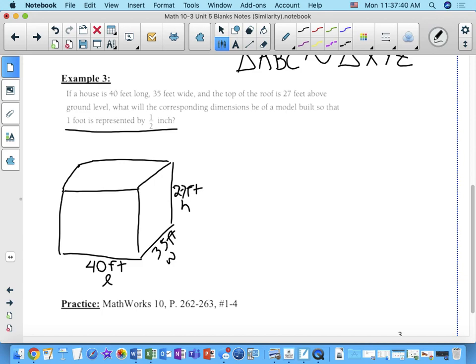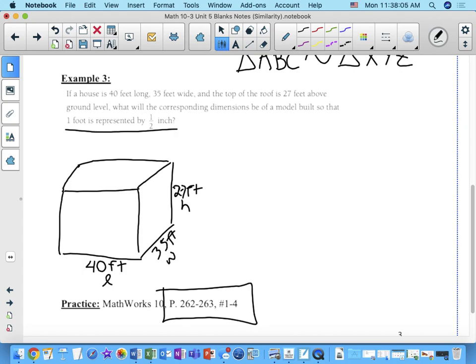Okay, if you are in that category, then what I want you to do is open up your workbooks and turn to page 262 to 263 and start working on questions 1 to 4 individually. For those of you that are kind of confused on why it would be 20 inches, I'm going to do this question using proportional reasoning.